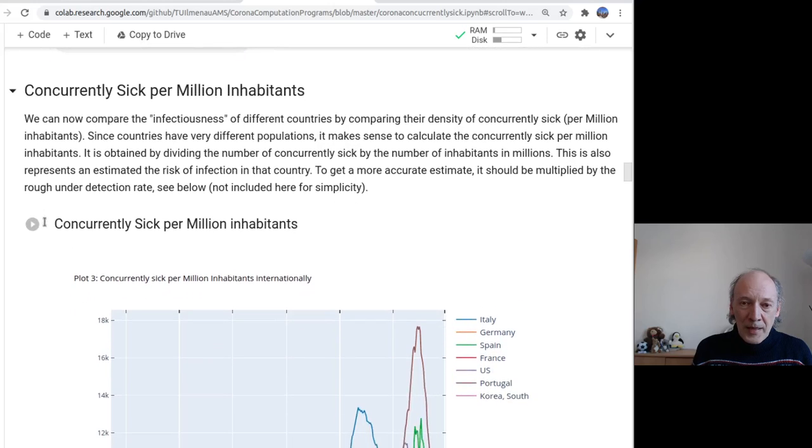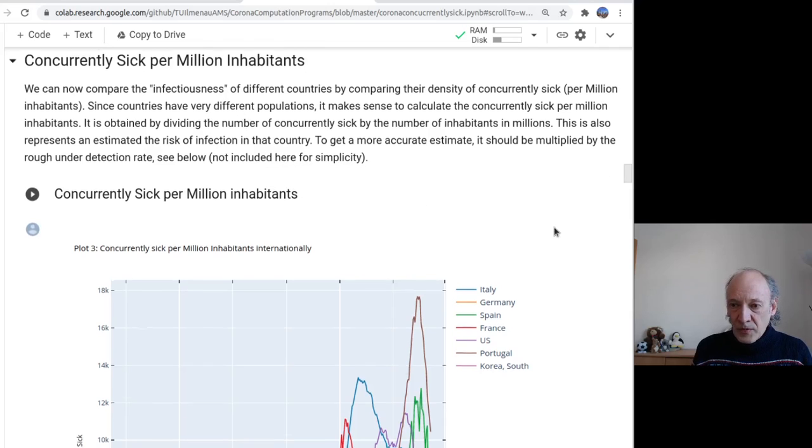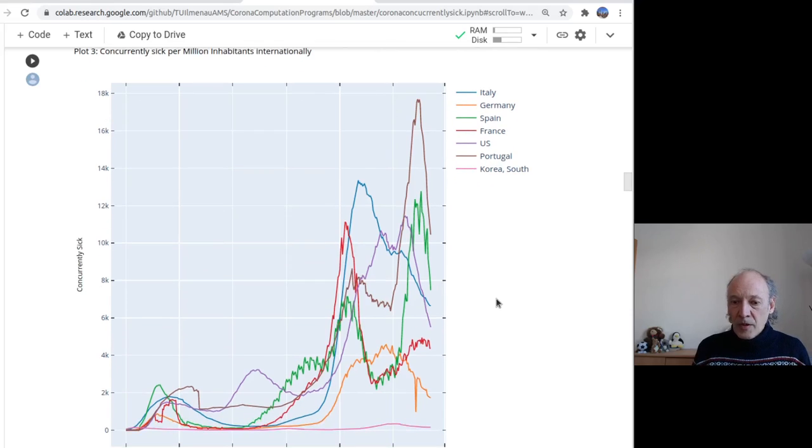Yeah, and to compare data between different countries, it makes sense to normalize them to the number of inhabitants, right? To have the concurrently sick per million inhabitants. In this way, we can compare different countries and get something like a measure of infectiousness of different countries. You know, what fraction of people are infectious. And this is what we can see here in this plot. Here I plot the concurrently sick per million inhabitants. So now we can compare how successful different countries are in combating the virus.